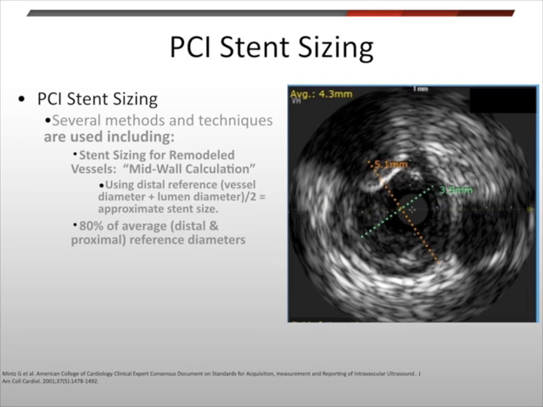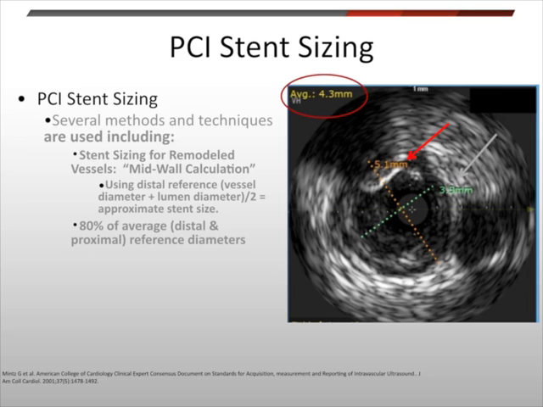When we size a stent, there are several different ways you can do it. You can use 80% of the average reference diameter, but what we use at our hospital is a simple midwall measurement. This is going into the smallest reference, which is usually the distal reference, and making two diameter measurements: the EEM, which in this case in the proximal is 5.1, and the lumen, which is 3.5. So we average the two, the lumen and the EEM, and that's what gives us the midwall.